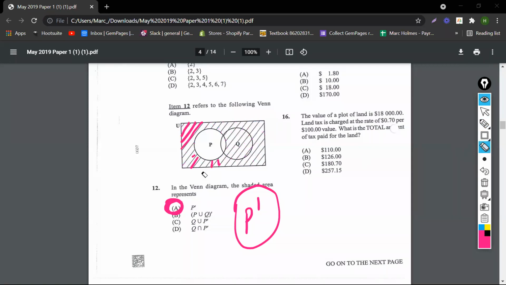It's definitely A. If you look at it properly, guys, the only part that's shaded is the part that's outside of P. So it would be P prime.